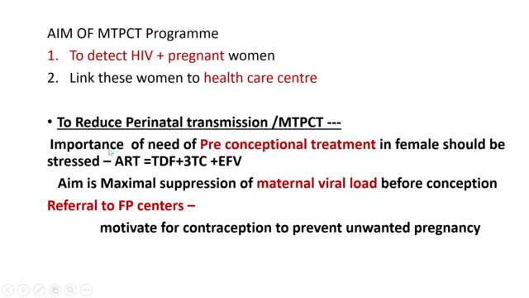The significance of the need for preconceptional treatment in the female is very important and should always be explained to the woman, and she must receive ART in the form of 3 drugs, that is TDF, 3TC plus EFV. With this ART treatment, there is maximal suppression of maternal viral load before she conceives. And the second criterion is that the patient should be referred to the family planning centers to motivate her for contraception to prevent unwanted pregnancies.